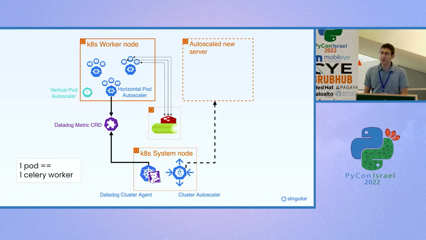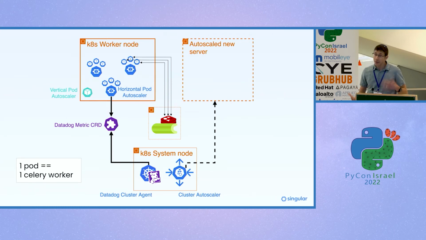And as we said, we want this to be based on the queue length. Since we use Datadog for all of our internal metrics, we'd like to get this from Datadog. And for that, we have our Datadog cluster agent. That's exactly what it does: it takes the metric from Datadog and makes it available in Kubernetes using the Datadog metric CRD, or custom resource definition, which is basically Kubernetes' way of taking external things and making them available through the Kubernetes API. And then we're able to hook the horizontal pod autoscaler into that metric and scale based on queue length.